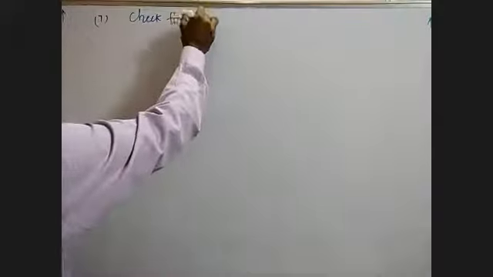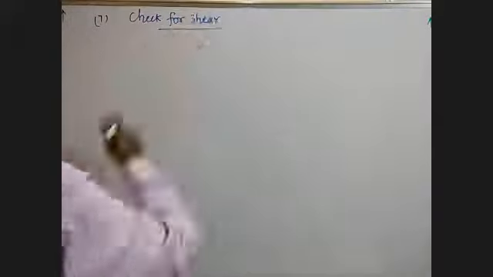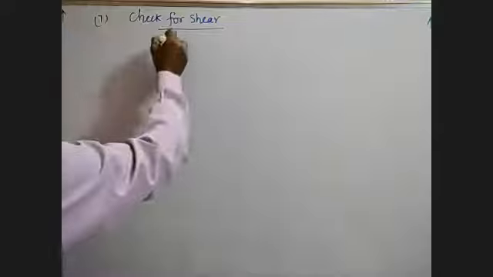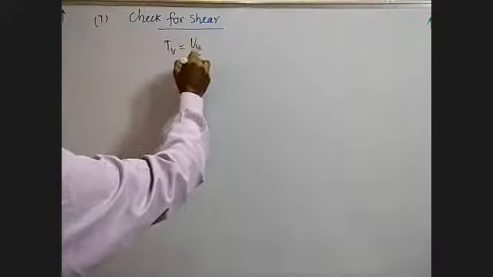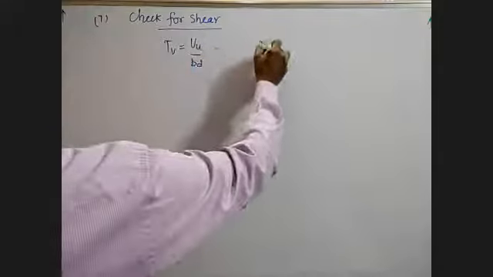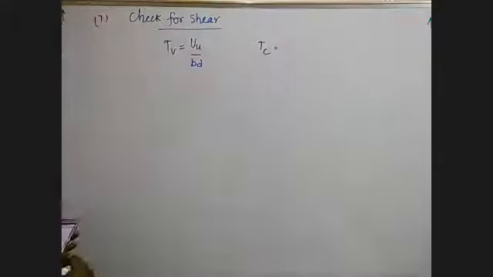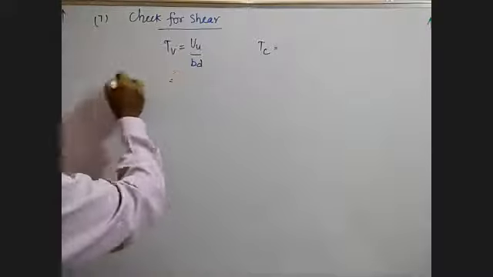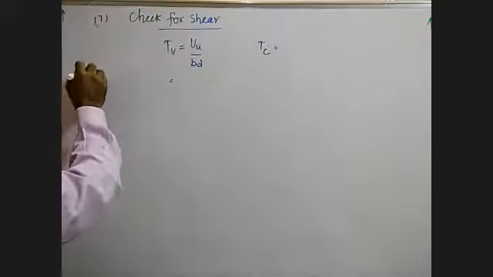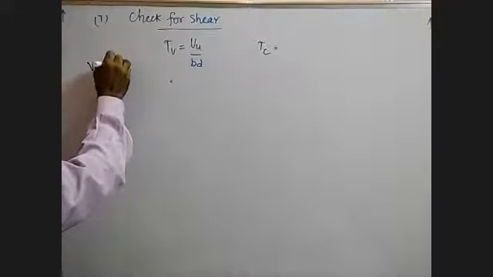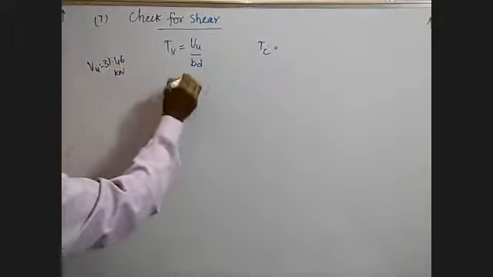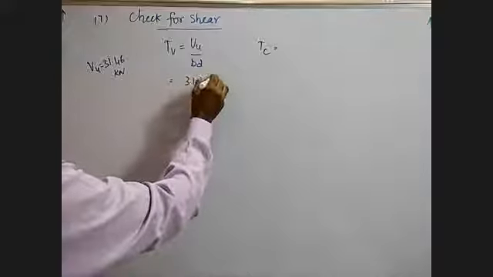Next one is the seventh step, check for shear. Now we have to calculate the tau V value. Tau V is equal to VU by BD, and the tau C value. Now VU we have calculated. VU is equal to 31.46, I think. So substitute the values here.